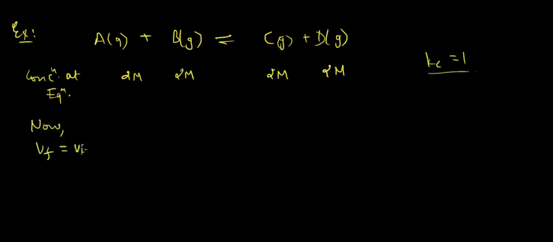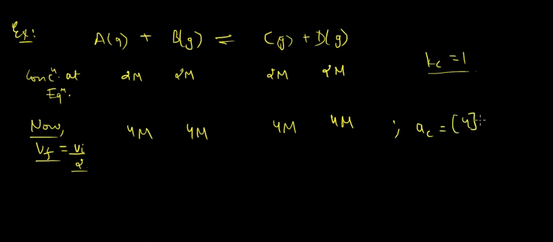Now if V final is V initial by 2, then we can say that the new concentration of each of the gases would be 4 M. Okay, and the resultant activity would still be 4 into 4 divided by 4 into 4, so that is still going to be 1. So the equilibrium state is still maintained even if we halve the volume of the container.